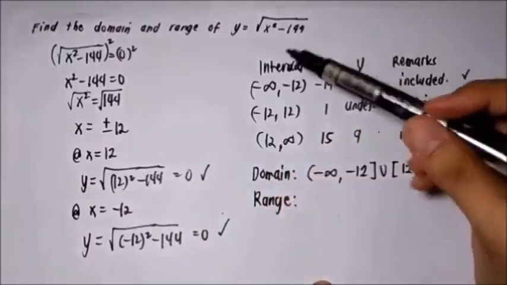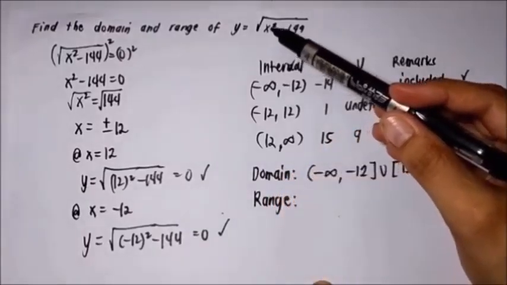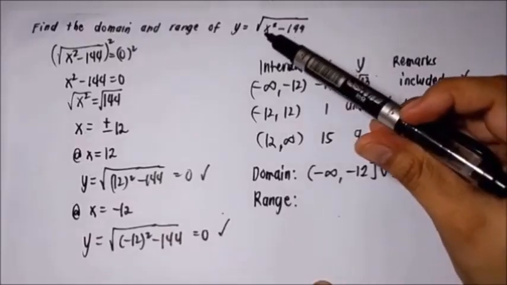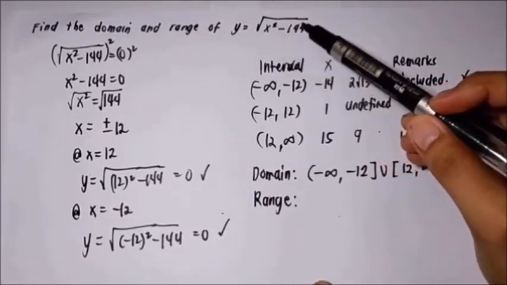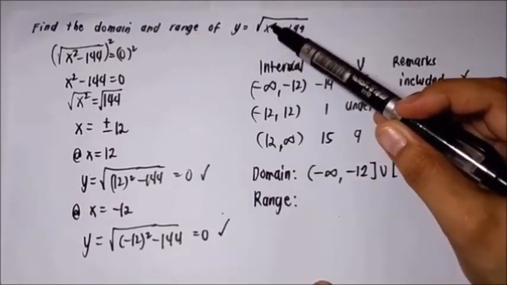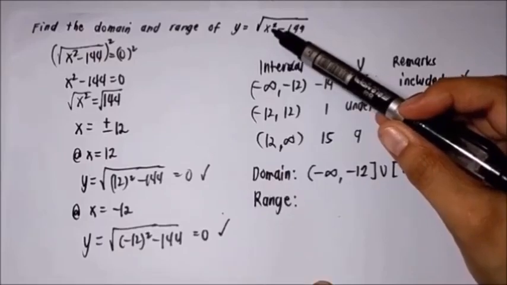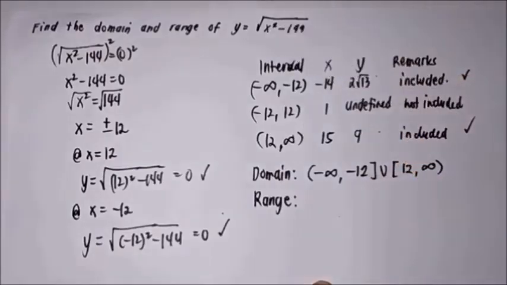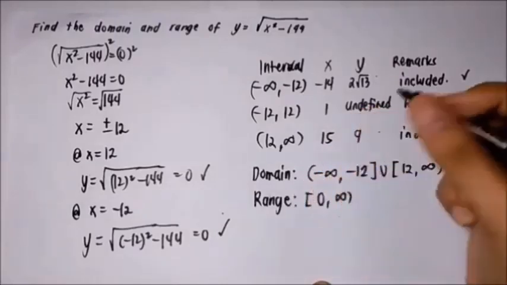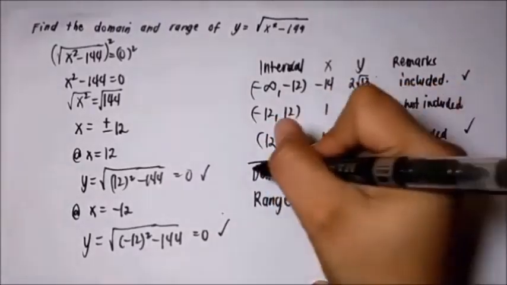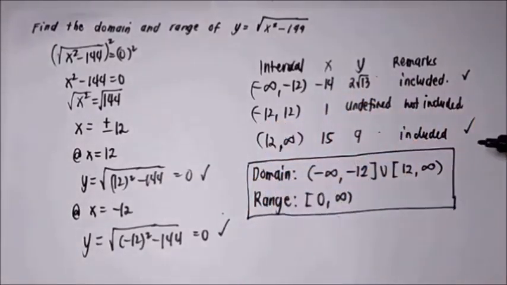And for the range, for the values within this interval, if we're going to use 12, this would become 0. If we're going to use 13, that would lead to a higher value than 0. 14 and so on. So let's say we'll be having 100 for the value of x, then we'll be having a higher value. So the range now would be from 0 to infinity. And don't forget that infinity would just be a representation of a number, so we are using parentheses for infinity.